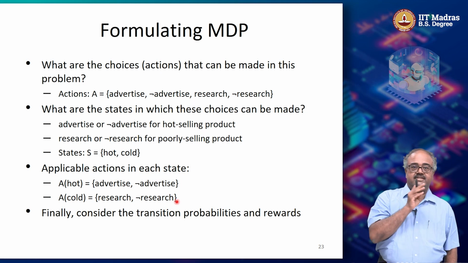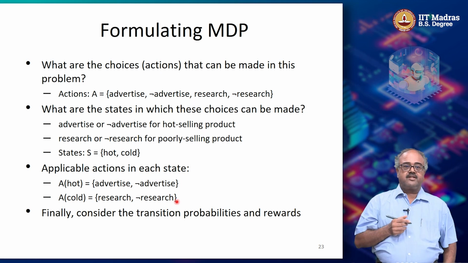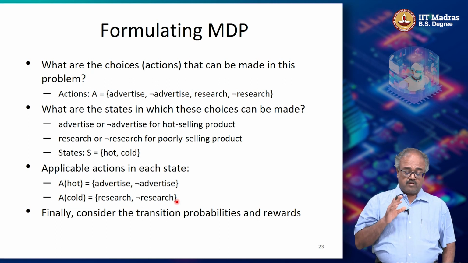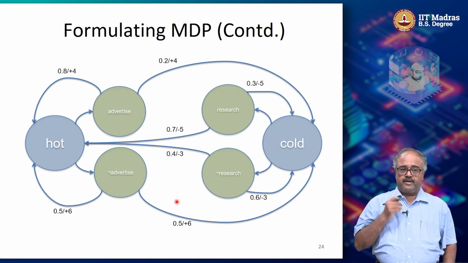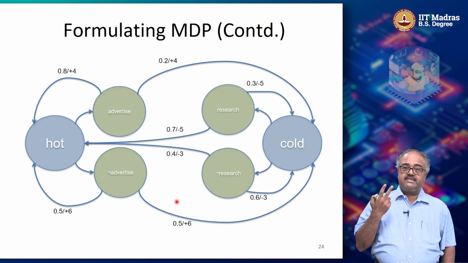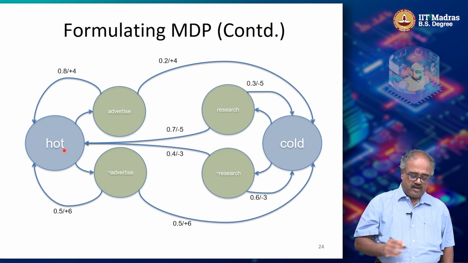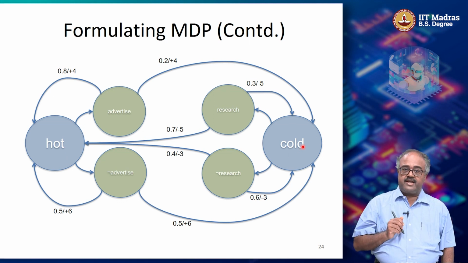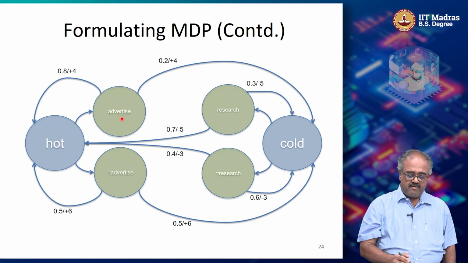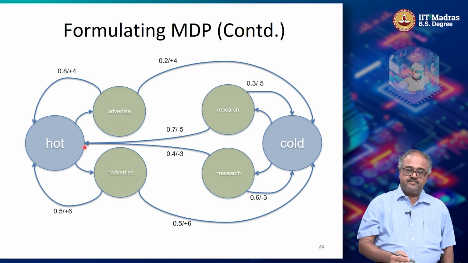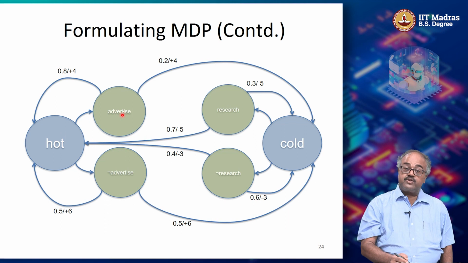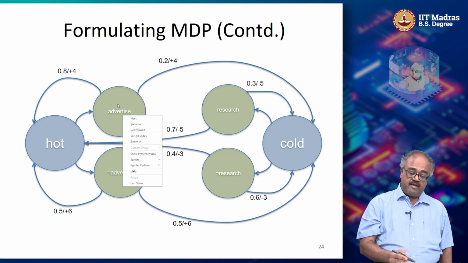Great. So now we have the states and the actions. So how do the transition probabilities and rewards work? For that, let's try a simple pictorial representation. So I have 2 states, right? What are the states? I have hot, I have cold. These are the 2 states that I have. Then in state hot, I can advertise or I can not advertise. So in hot, if I choose to advertise, what did we say?